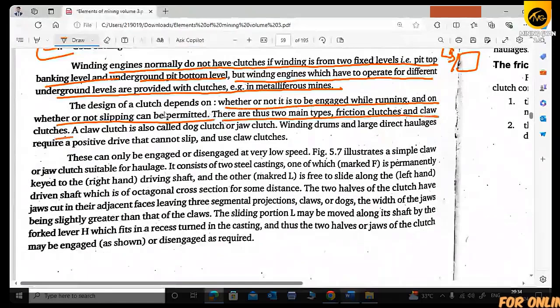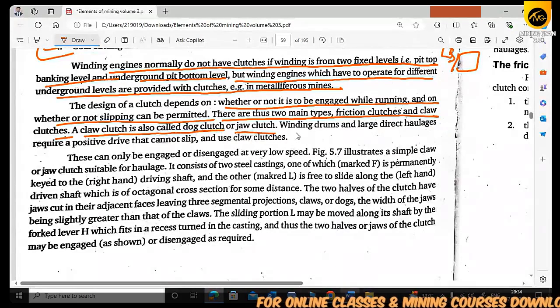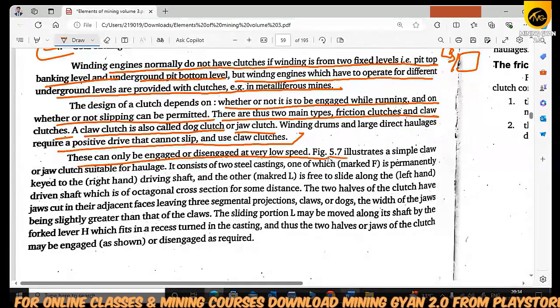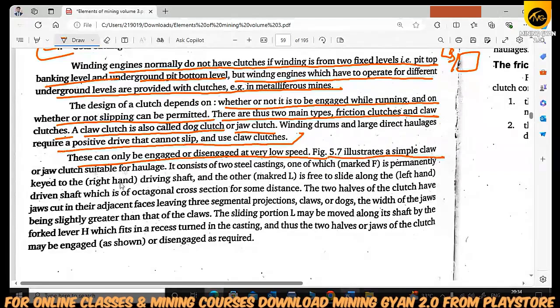Okay, there are many more types. I will let you know in my presentations. A claw clutch is also called a dog clutch or jaw clutch. Winding drums of large diameter always require a positive drive that cannot slip, so they use claw clutches. These can only be engaged and disengaged at very low speed. Figure 7 shows the simple claw and jaw clutches used in simple haulage.